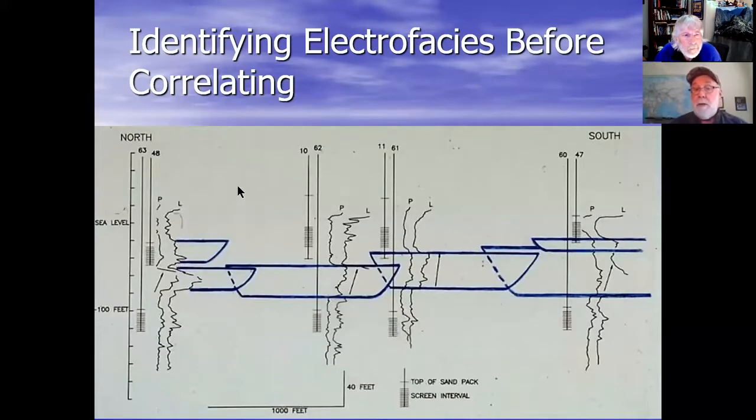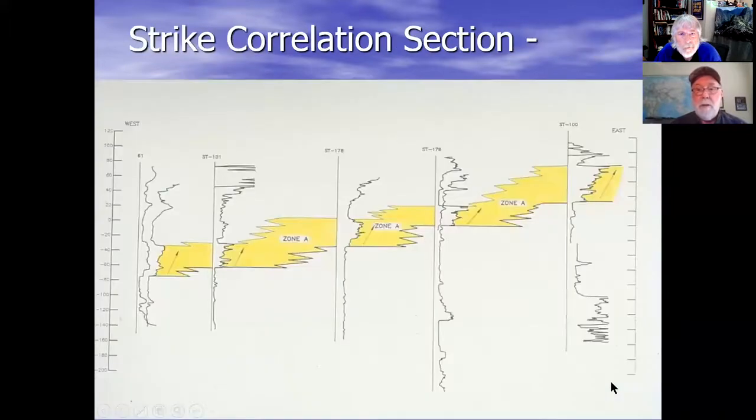What you see here was the original cross section, but what we did is go back in. First, we wanted to note or draw in where we thought we saw those electrofacies before connecting the lines. And that's what we did here. And then we connected the lines. And this is a strike section looking up dip depositionally. So let's go to the next cross section.